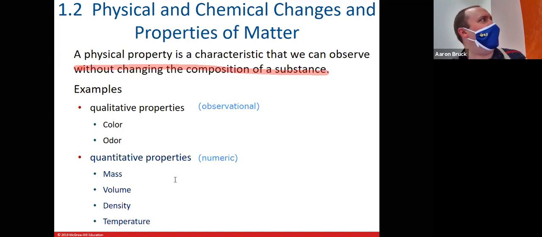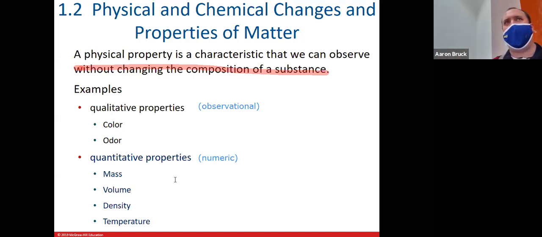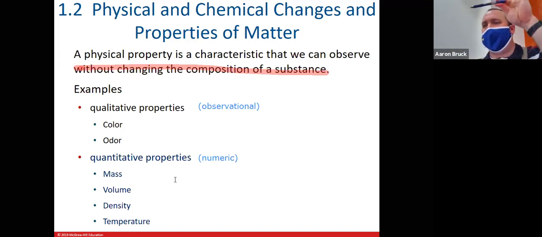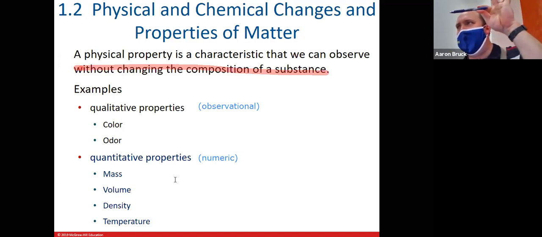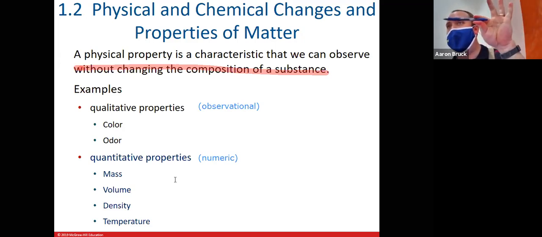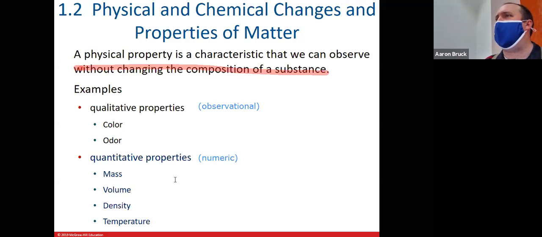I can observe that this wall is ugly and orange. I can observe that the periodic table over there is large and white. If I had a balance, I could observe the mass of this pen. I could do all of these things. I could observe that it's blue. I could do all of these things without doing any kind of chemical reaction.